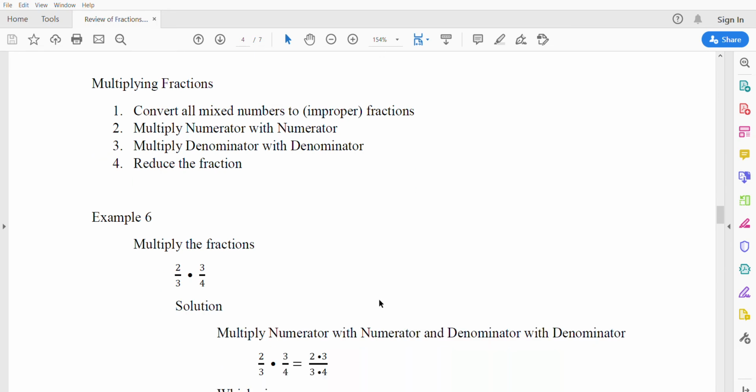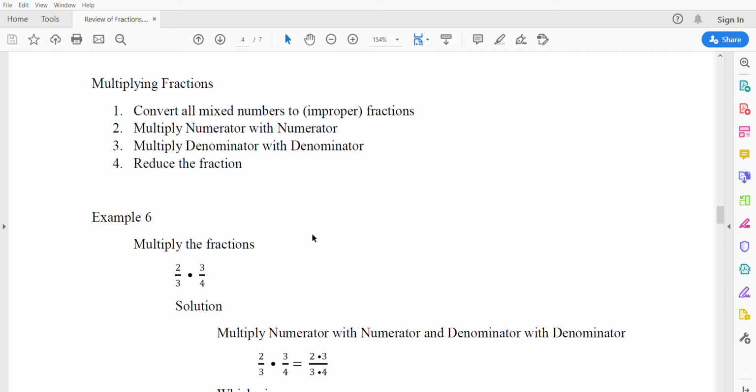All right, let's take a look at how to multiply fractions. What we want to do is convert all mixed numbers to improper fractions. After we do that, we need to multiply numerator with numerator, and then multiply denominator with denominator. And then finally, we reduce the fraction. So let's take a look at this example.